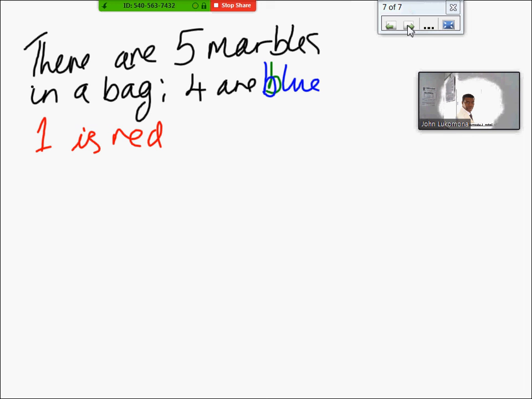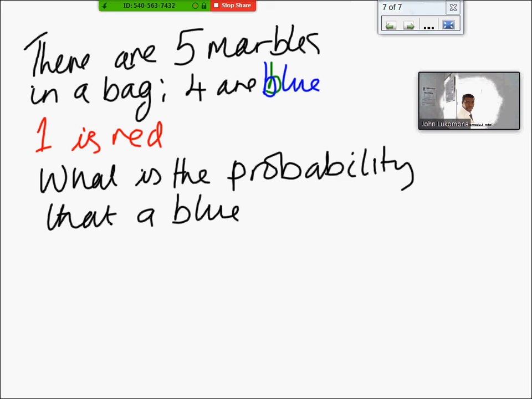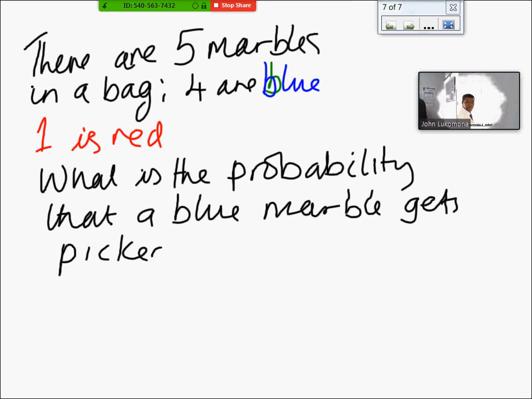Here's a question now. What is the probability that a blue marble gets picked? A blue marble gets picked. You've got to be very attentive to the question and the question mark there.